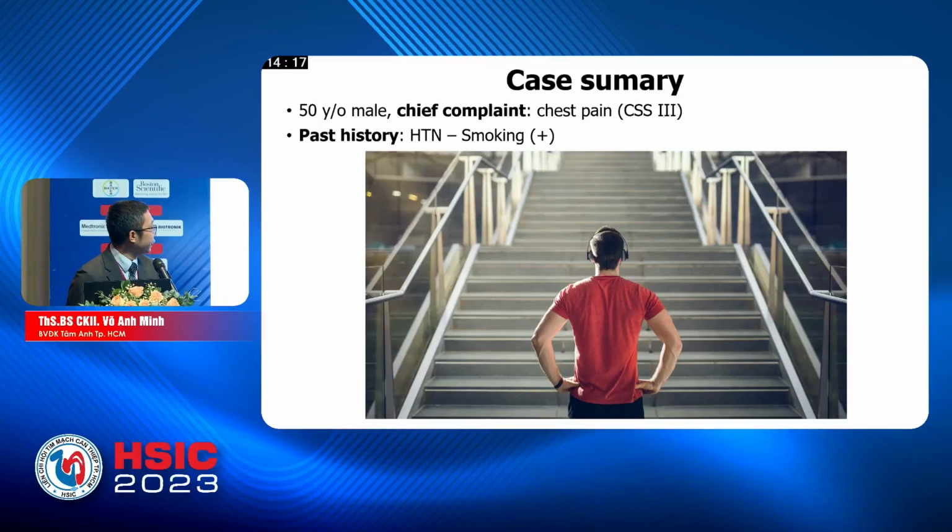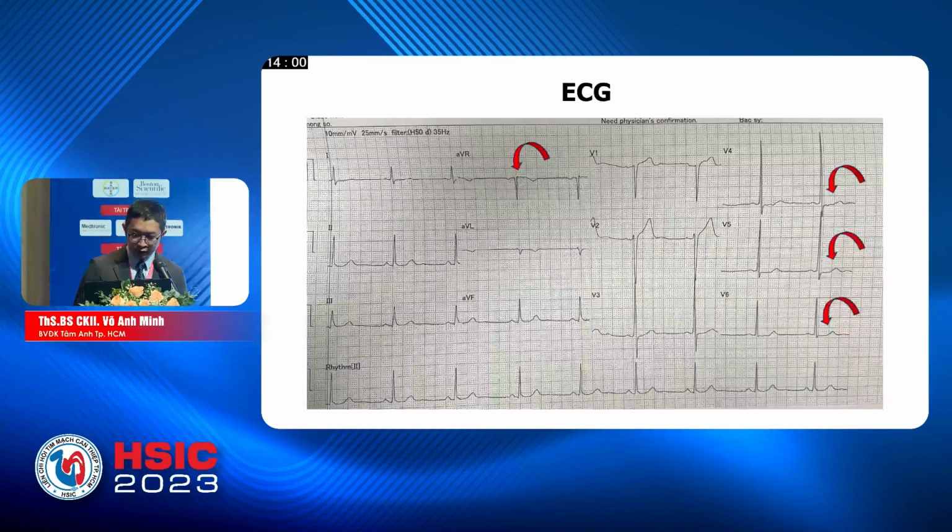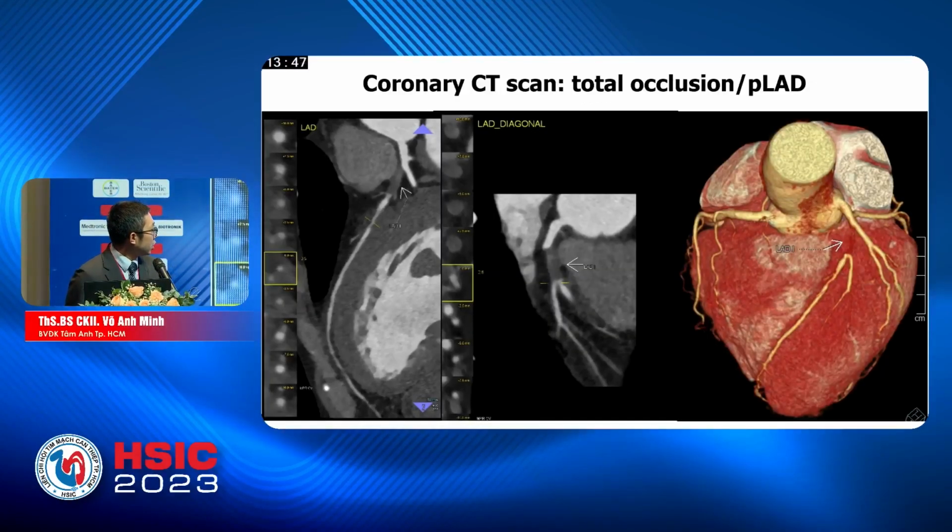we have a patient, a 50-year-old male. He came to hospital because of chest pain when he walked one flight of stairs. In past history, he has hypertension and he is also a smoker. We did the EKG. The EKG showed ST depression, horizontal depression at V4 to V6, and slight elevation at aVR. And the coronary CT scan showed total occlusion at the proximal LAD. The RCA and circumflex are okay.